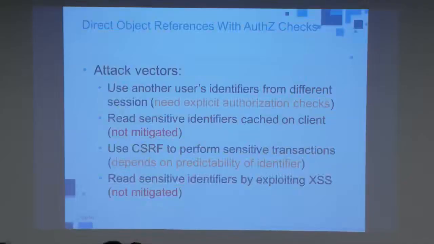Reading sensitive identifiers cached on the client, or by exploiting cross-site scripting, pretty straightforward. You can read those. You're exposing the sensitive data. And CSRF attacks really depend on the predictability of the identifier. Certain identifiers happen to be predictable, they're sequential, or something relatively predictable, in which case you're not really stopping CSRF attacks, not using your object references anyways. Of course, you might have CSRF tokens and so forth, but the references themselves don't help protect you.